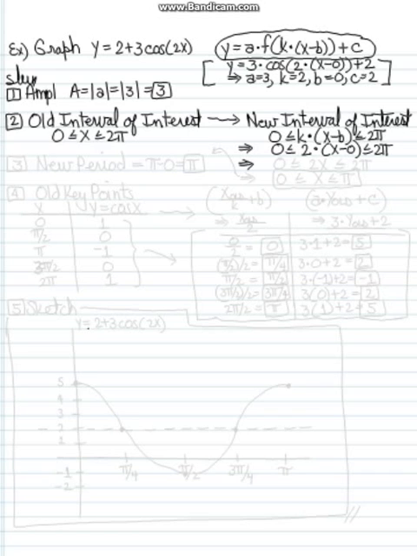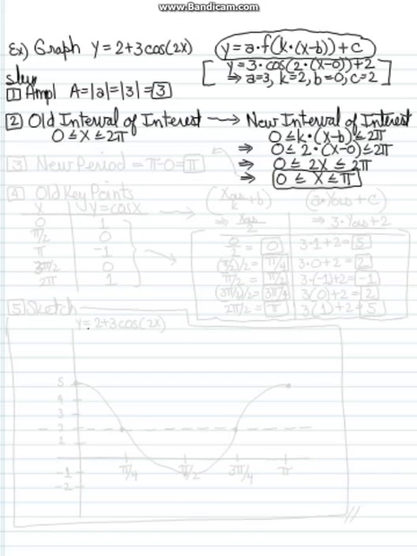Now you have to get x alone in the middle. So we just have 2x in the middle. All we need to do is divide all three regions by 2. So 0 divided by 2 is 0. 2x divided by 2 is x. 2 pi divided by 2 is pi. So our new interval of interest are only the x values between 0 and pi. So it's actually smaller than our original interval of interest.